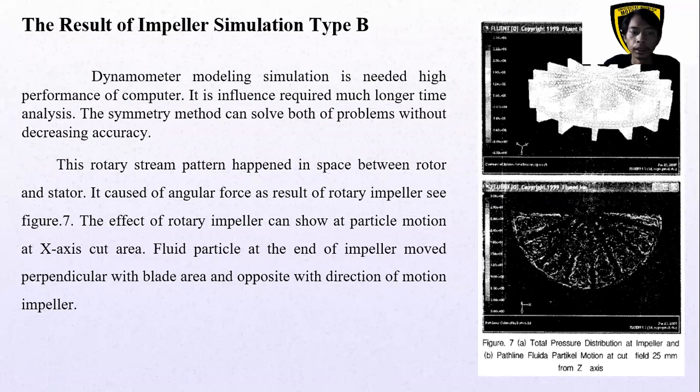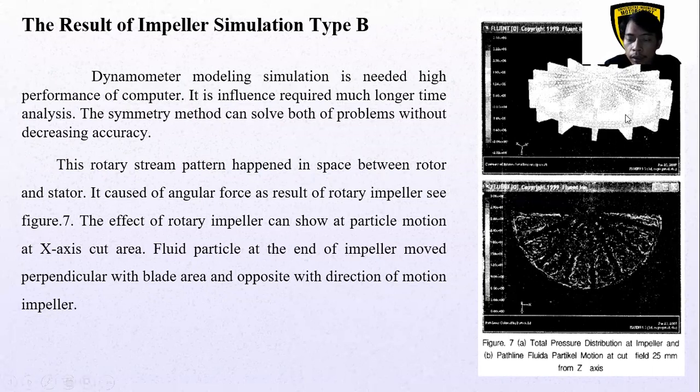This rotary stream pattern happens in the space between rotor and stator. It is caused by angular force as a result of the rotary impeller. See figure 7. The effect of the rotary impeller can be seen in particle motion on the x-axis, where fluid particles at the end of the impeller move perpendicular to the blade area and opposite to the direction of impeller motion.